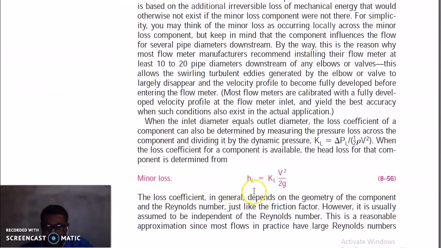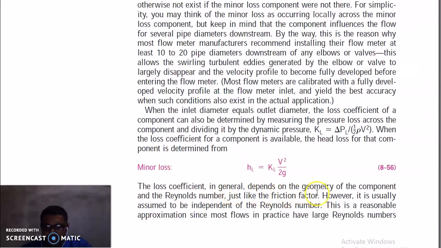Minor loss, which is HL, you can find from this KL coefficient, which is your loss coefficient. So the loss coefficient in general depends on the geometry of the component and the Reynolds number, just like the friction factor. However, it is usually assumed to be independent of Reynolds number. This is a reasonable approximation since most flows in practice have large Reynolds numbers.